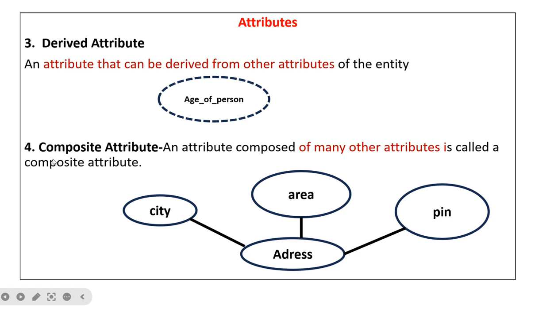And next is composite attribute. Now you can see composite attribute. So address is one attribute, but that address can have city, that address can have area, that address can have pin number. It means if your attribute has many other attributes which have values, those are composite attributes. So these are the types of attributes.